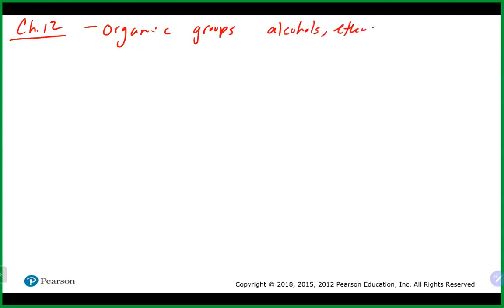All right. So we're off to chapter 12, I think, and in chapter 12 we're going to deal with a bunch of other organic groups, including alcohols, ethers, I believe, thiols, aldehydes, and ketones.